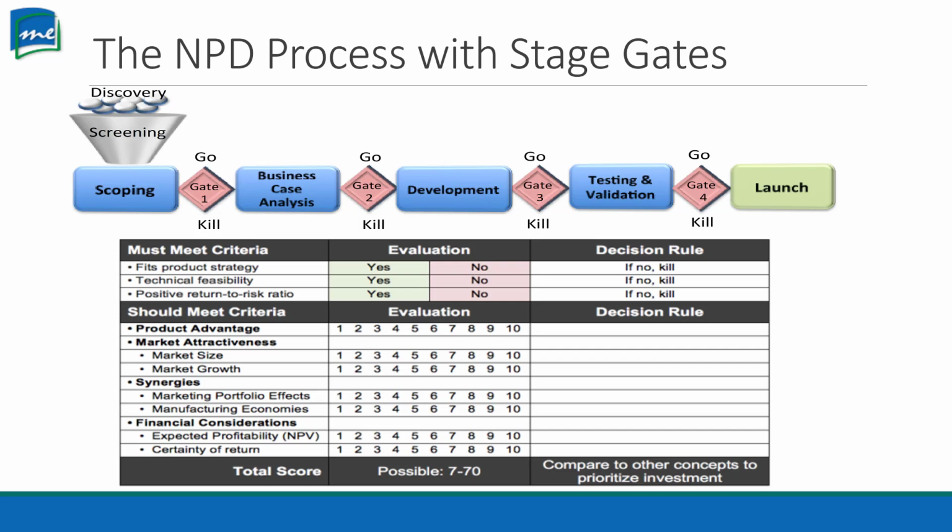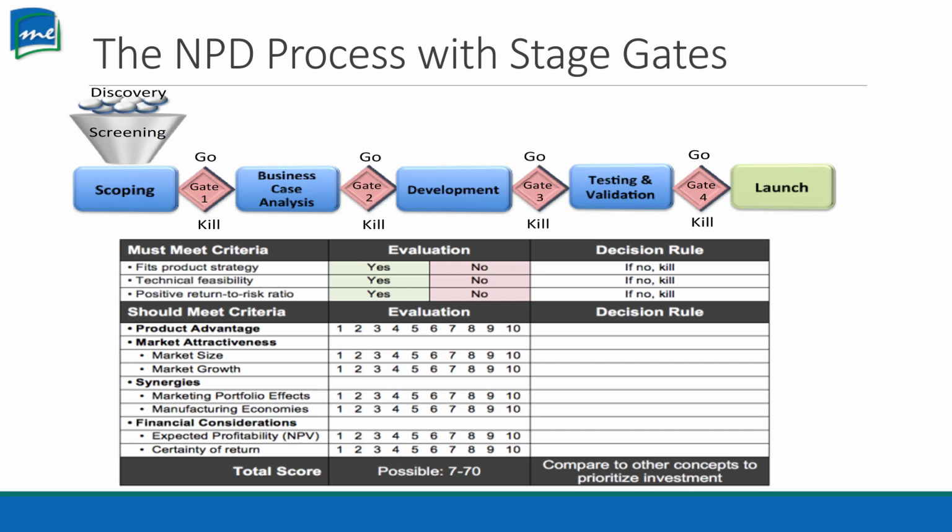So we have our stage gates up at the top, kind of a visual representation of that. And then we have a scorecard on the bottom. So at each stage gate, we have gate 1, 2, 3, 4, and then the launch at the end here. Each gate can have its own scorecard. So we have here our must-meet criteria. Fits product strategy. Evaluation, yes or no. If no, kill. That's our decision rule.